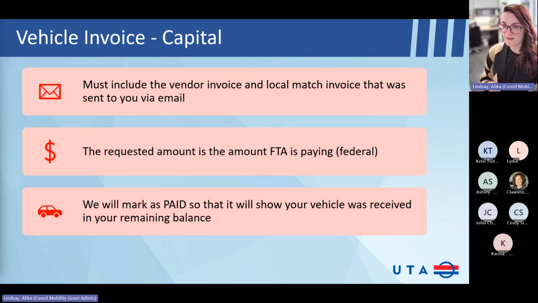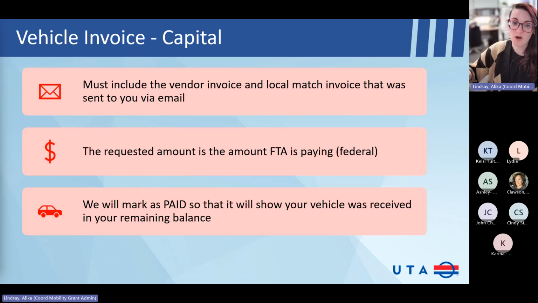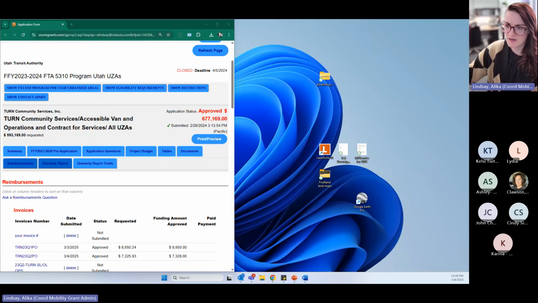If you can't find them and you need another copy, let us know and we can search our email for it because he always CCs us on those emails. And then the requested amount that you're going to put in for the vehicle is always what the FTA is paying. So the federal portion that they're paying. And then we will go in and mark it as paid. So let me show you just a quick example of that.